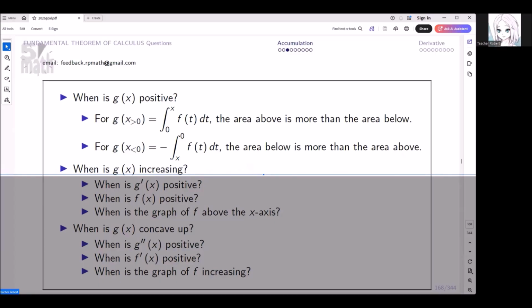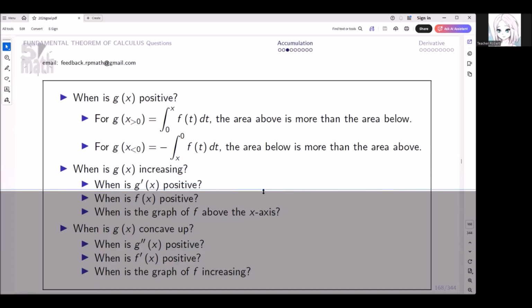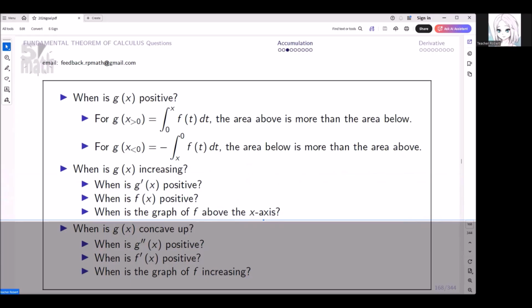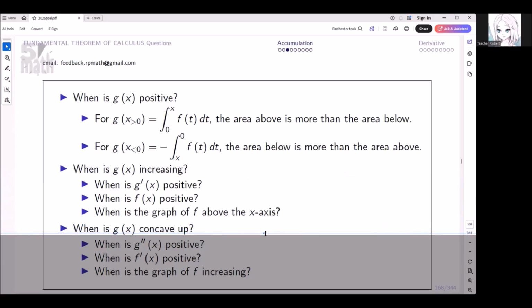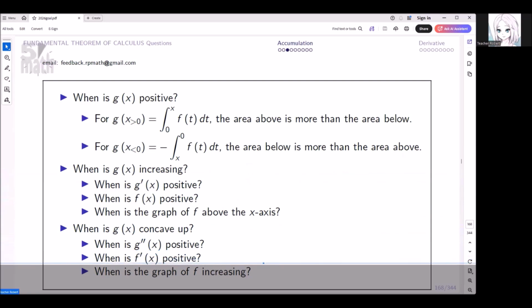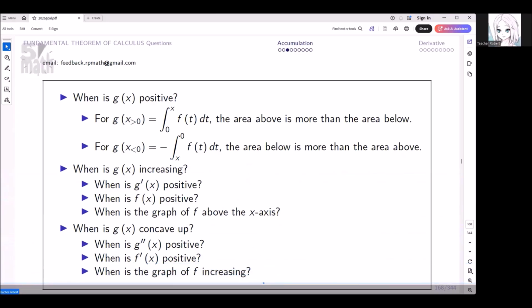When is g of x increasing? When is g prime positive? When is f of x positive? When is the graph of f above the x-axis? When is g of x concave up? When is g double prime of x positive? When is f prime of x positive? When is the graph of f increasing?